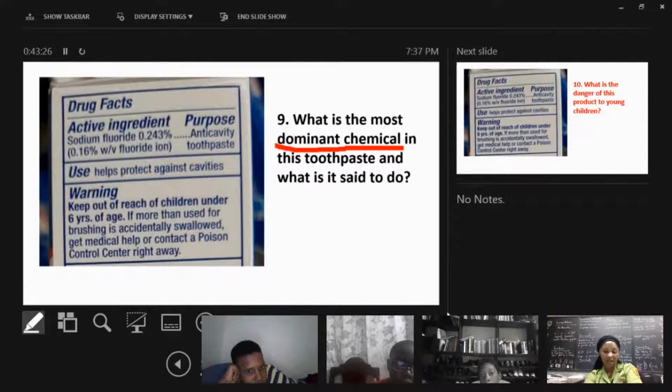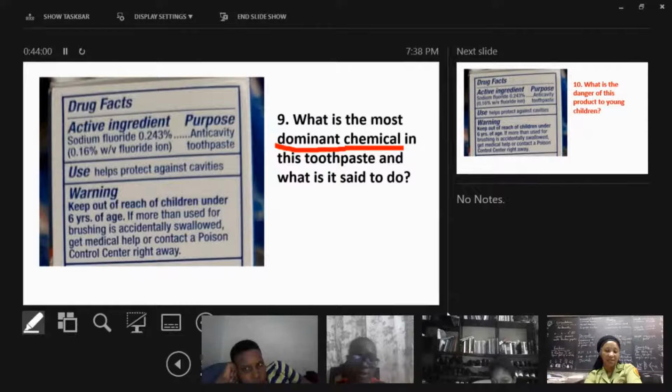If you have an answer, Antoine, you must have had an interpretation for dominant chemical. So what do you think that means? I think dominant chemical means the one that is mostly used in the ingredients. All right, that is correct. And which one do you think that is? I think that is fluoride ion.